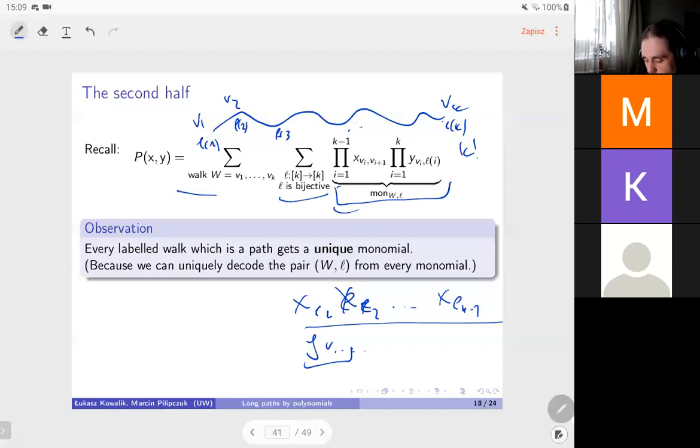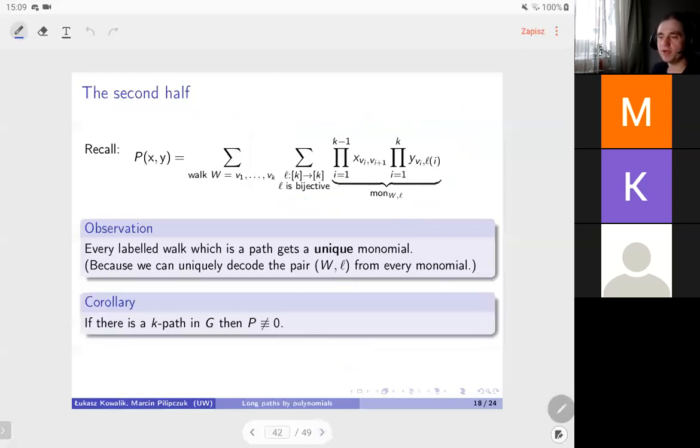That actually for every walk that's a path, there will be actually k factorial different monomials here, for k factorial different labelings, and they'll be all distinct and they won't cancel out, because only this walk with fixed labeling can produce this fixed monomial up there, because you can decode the walk, the path, and the labeling from the monomial itself. Okay, so this is like the proof.